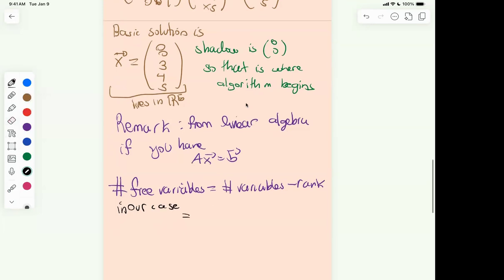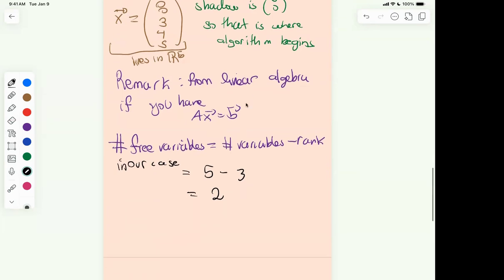In our case, the number of variables is 5. We have 5 variables, and the rank is 3, because I told you we are always working with a matrix of full rank, which means that the rank is the number of rows. So that means that there are 2 free variables. And so I can write everything in terms of 2 variables.